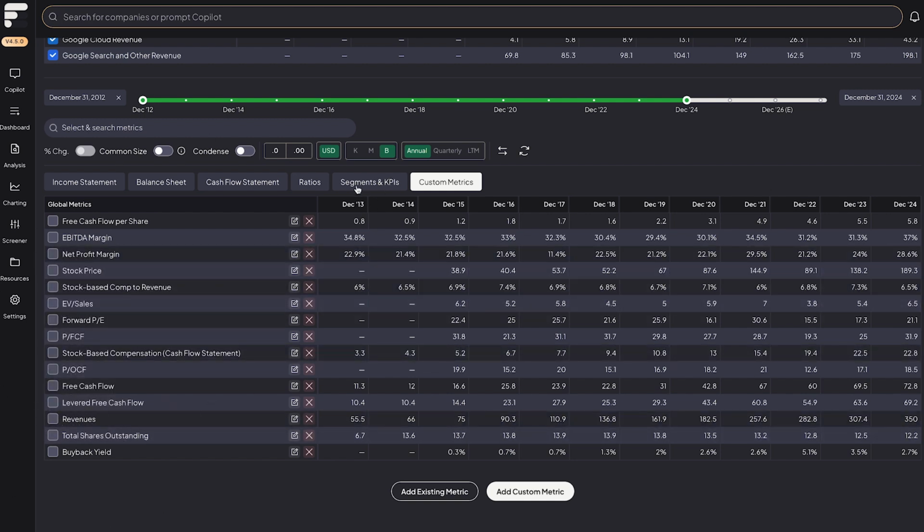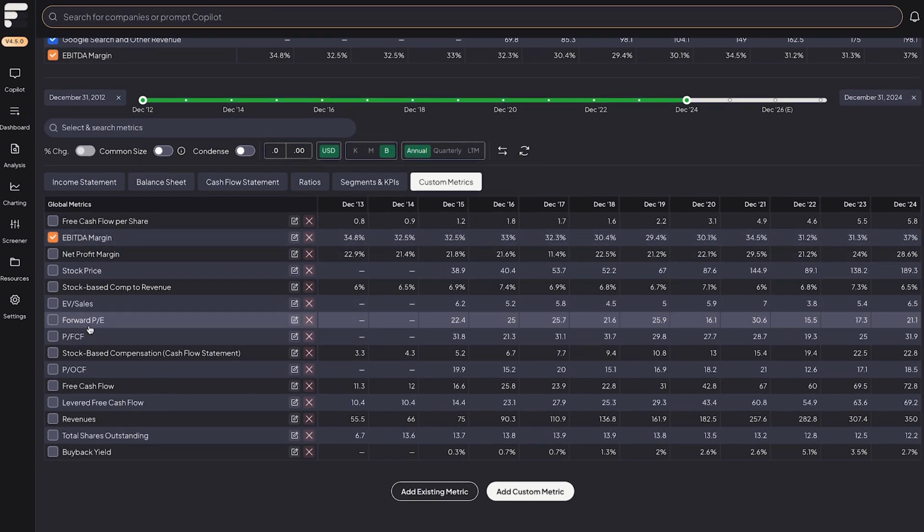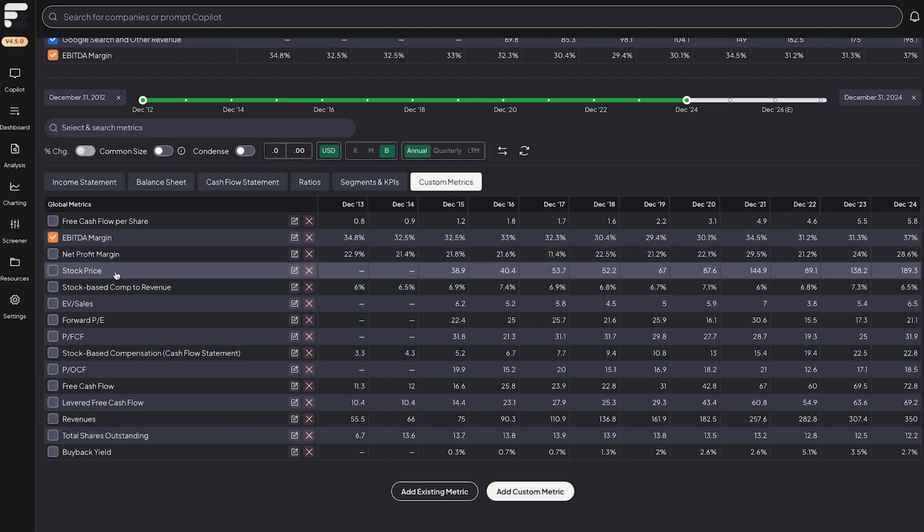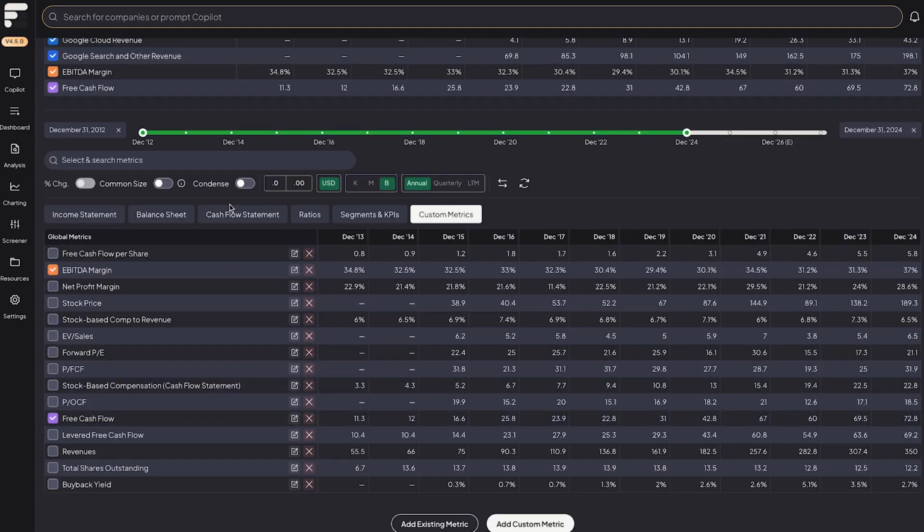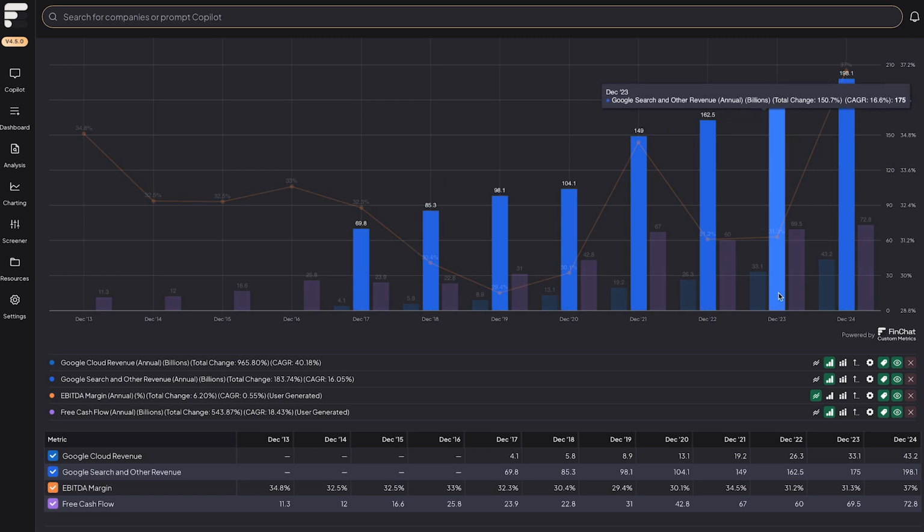Of course, this doesn't include the segments and KPIs section because this is different for every stock that I look at. But for everything else, I've summarized what I personally look at on one screen. Just as an example, if I'm interested in the EBITDA margin, and in how much free cash flow per share there is, then I can have a look at it over here.